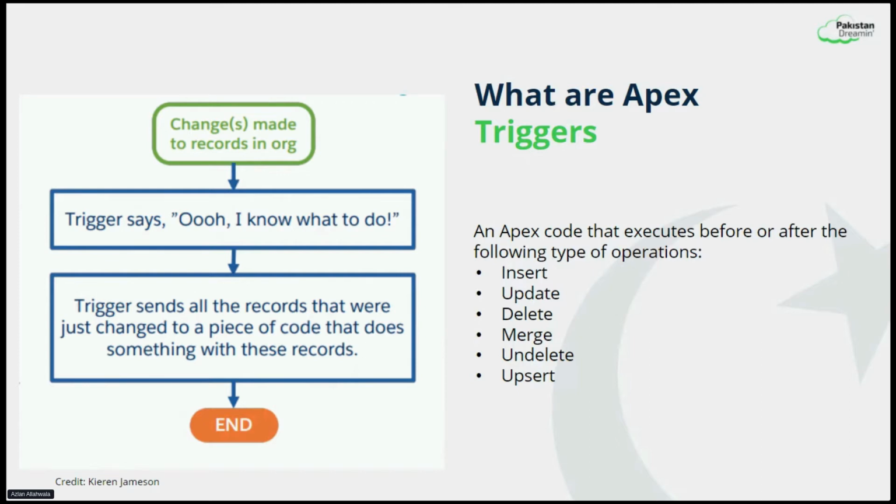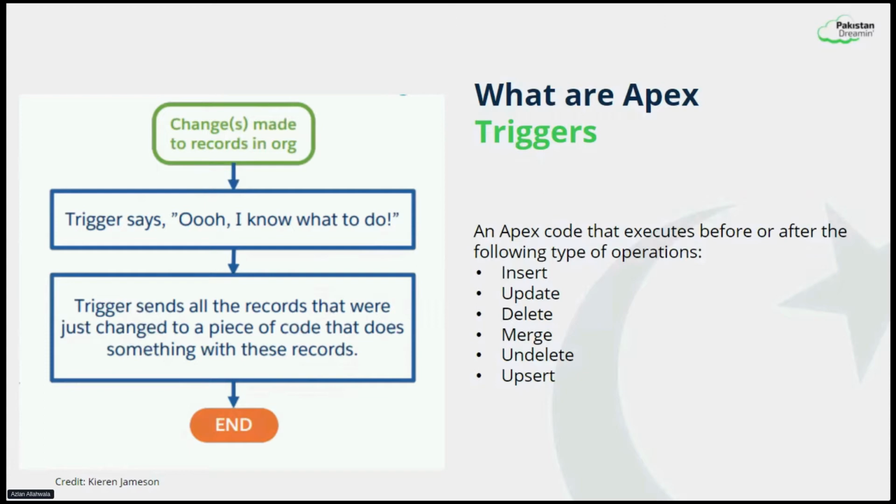So anytime a DML is done, the trigger will fire. I'll give you an example. Let's say whenever you insert a lead record, and there is a trigger on the lead object, the trigger will wait for that record to be inserted, updated, or upserted, depending on the events that are part of the trigger. And then the trigger will do its magic on that piece of information.